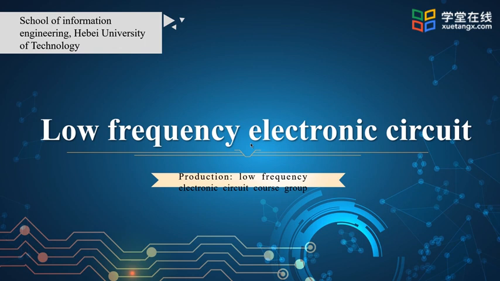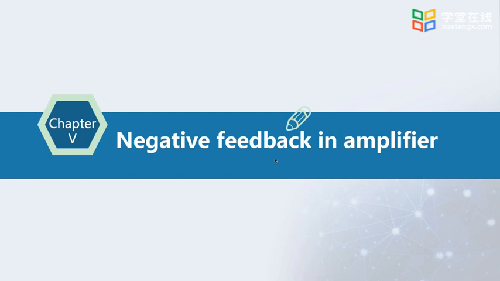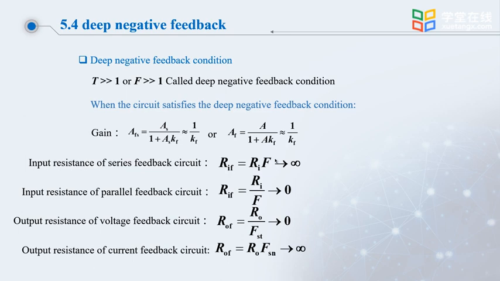Hello everyone. In this lesson, we will talk about low-frequency electronic circuits. Chapter 5, Negative Feedback in Amplifiers. We are learning deep negative feedback today. So what is deep negative feedback? When the loop gain, or feedback depth, is much greater than 1, we call it a deep negative feedback condition.